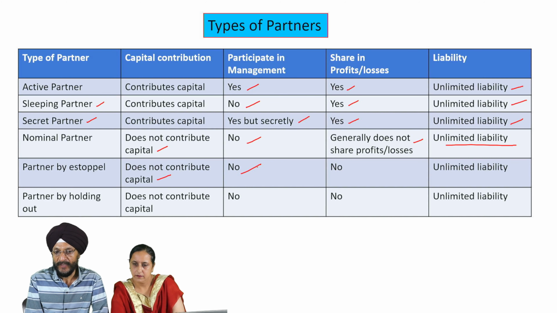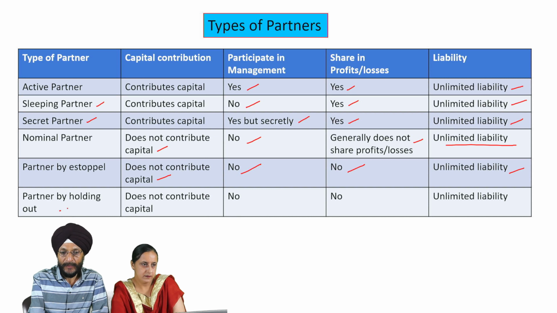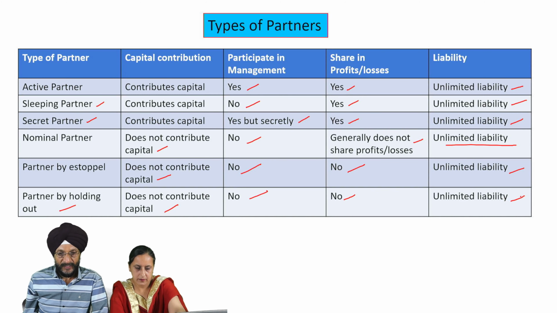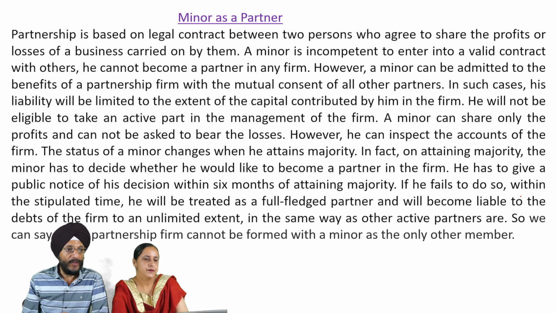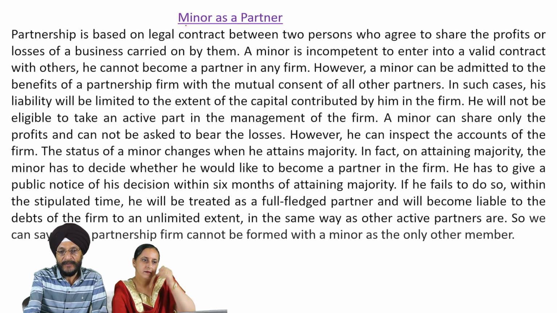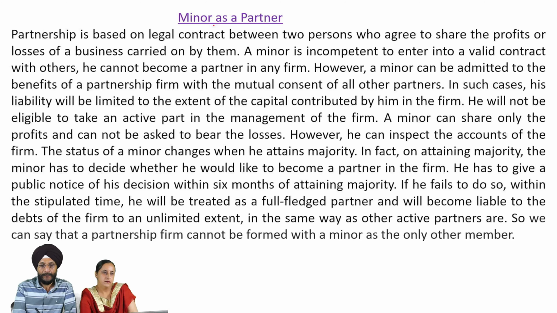Partner by estoppel does not contribute capital to the firm, nor does he participate in the management of the firm. He also does not share profit and losses. He has unlimited liability. Partner by holding out also does not contribute capital. He does not participate in management and he also does not share in the profit and losses of the firm. He has unlimited liability.